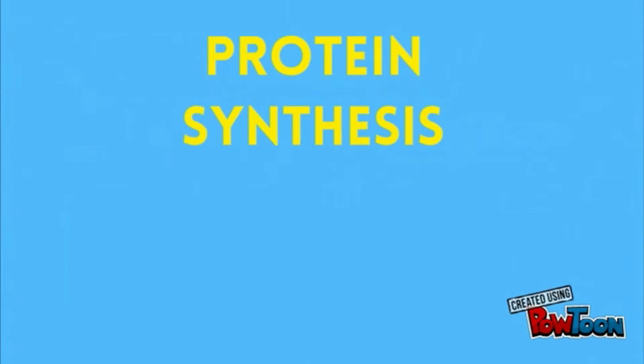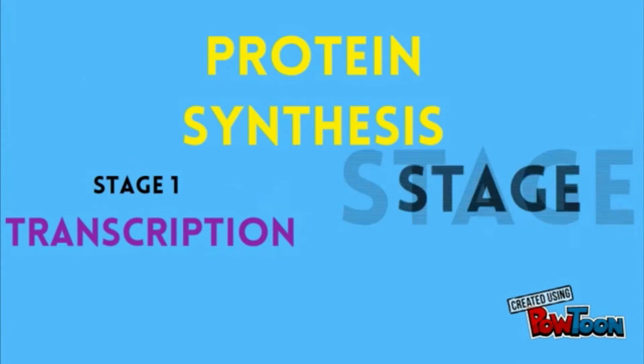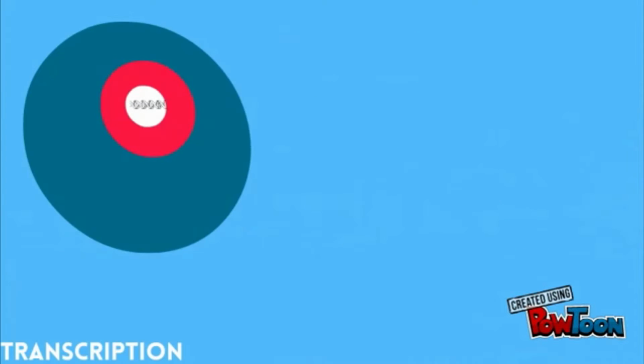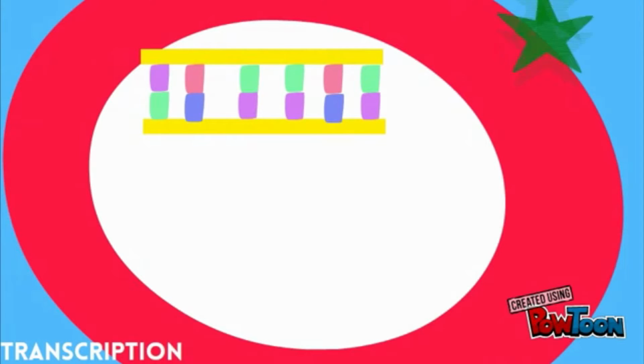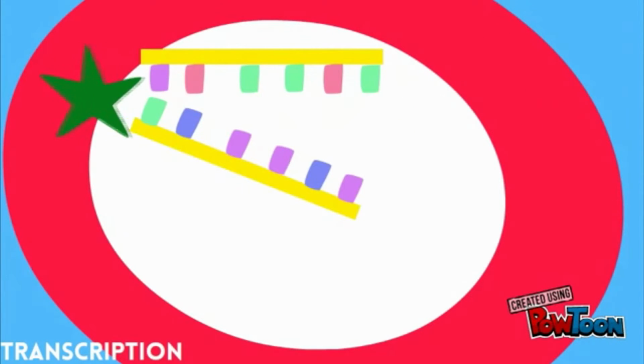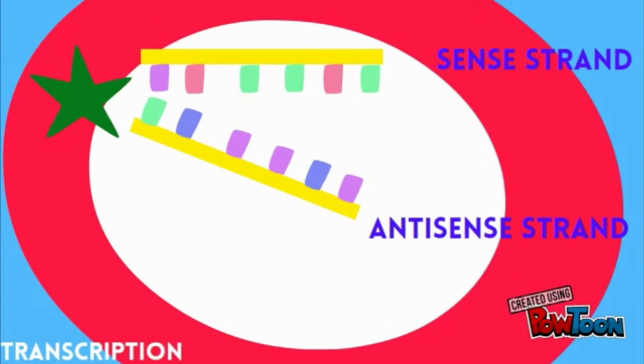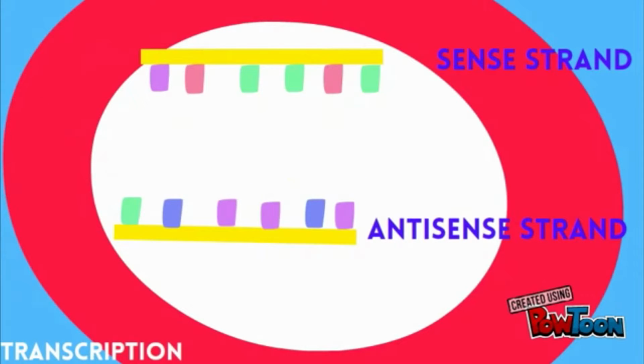So to start, protein synthesis is split into two stages, the first stage being transcription and the second being translation. Transcription takes place in the nucleus, and here the enzyme DNA helicase is used to unzip the DNA strand by breaking the hydrogen bonds formed between the rungs, causing the DNA strand to split into two pieces. These are called the sense strand and the antisense strand. The sense strand is important as it acts as a template needed to make mRNA.